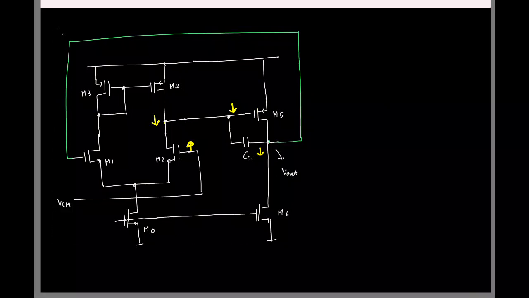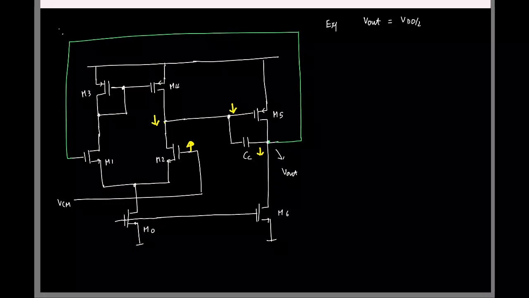Okay, so now can you tell me what will be the output common mode, V out? VCM, that's what we expect it to be, VDD by 2. Okay, this is what we expect, right? So let's see what happens. Now let's say this second stage is biased at a current of I2. Let's say this is I2.